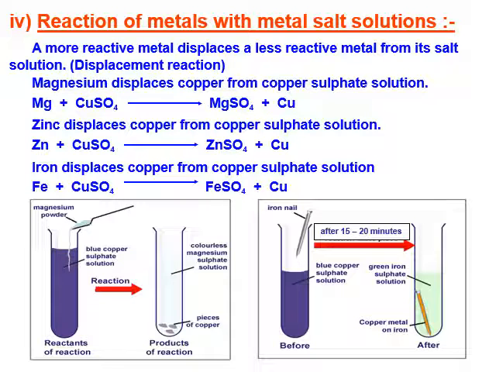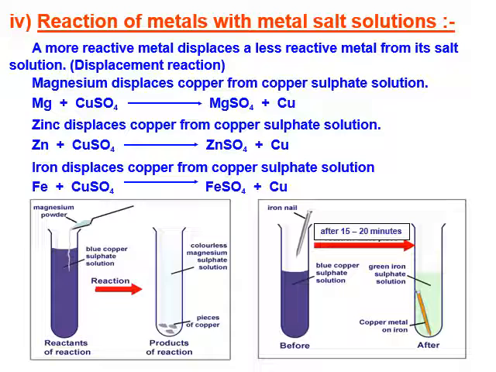Reaction of metals with metal salt solutions. A more reactive metal displaces a less reactive metal from its salt solution, and this reaction is known as a displacement reaction. For example, magnesium displaces copper from the copper sulfate solution. The reaction is Mg plus CuSO4 gives MgSO4 plus Cu. So here you can see magnesium is replacing copper from its sulfate solution.